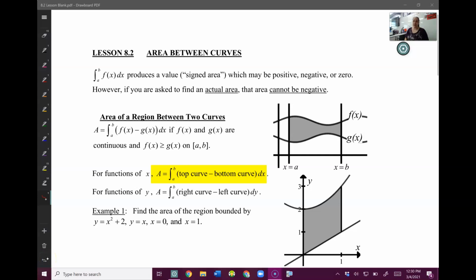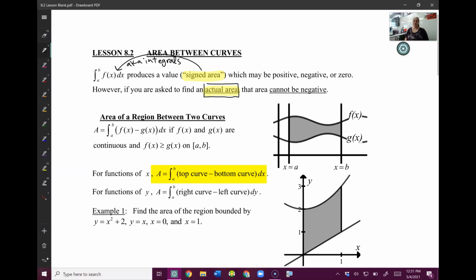Welcome to lesson 8.2. We are going to start this lesson off by making a very important distinction. And that distinction is between actual area and signed area. Now, so far we've been doing a lot of signed area, aka integrals. Signed area is integrals. And that means if the area is above the axis, it's positive, below the axis, it's negative.